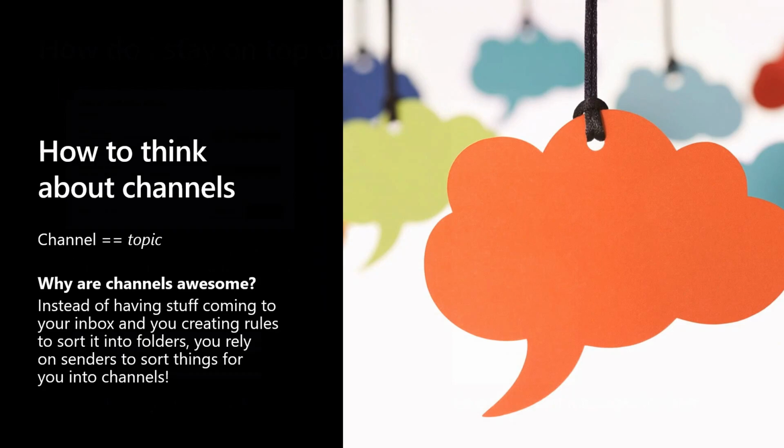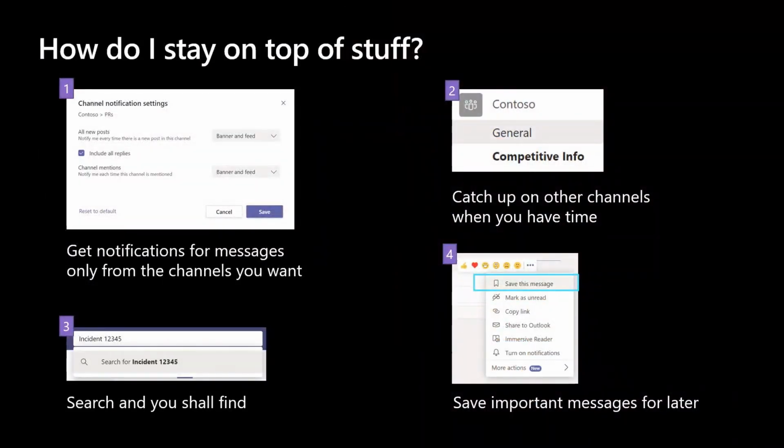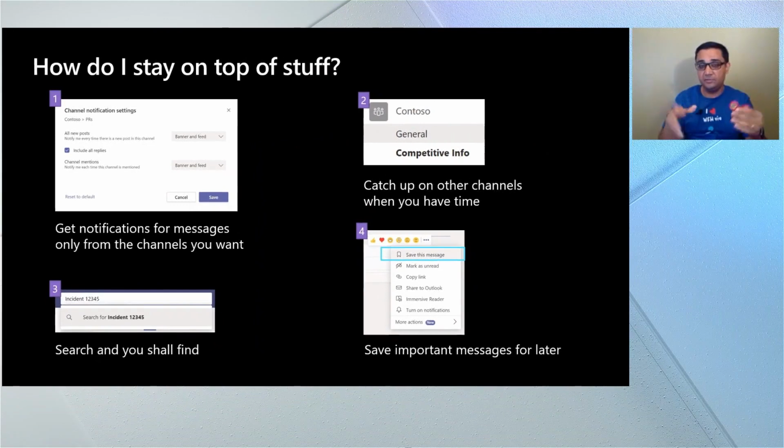So now your question might be, all right, I created these channels, stuff is happening in a bunch of different places. How do I stay on top of it? Here are four main ideas. The first thing you should do is set up your channel notification settings so that you get a notification for channels where stuff is happening that you work on. I'll give an example.